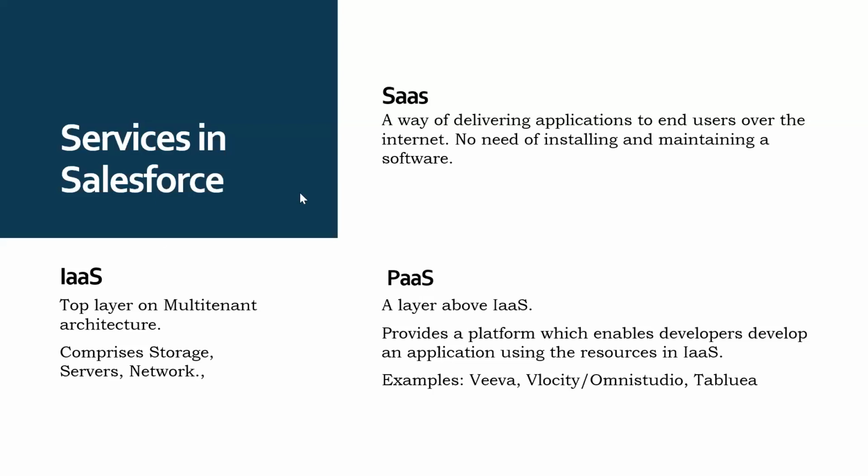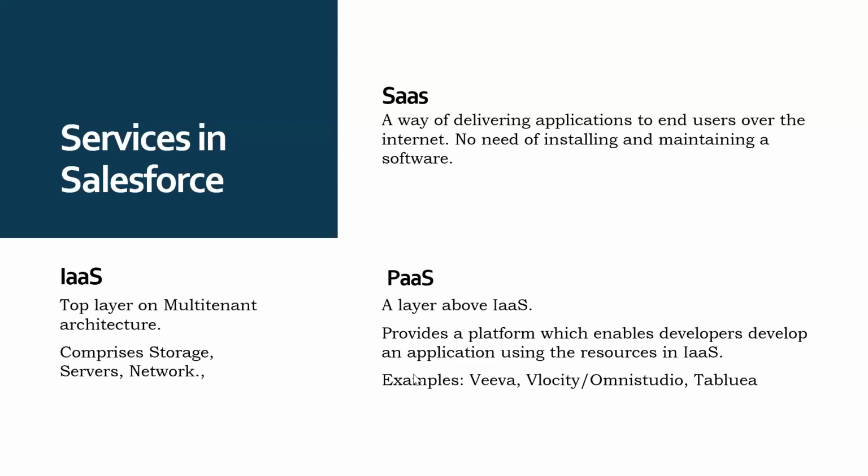So software as a service, which we typically use: we use Salesforce to build software for our user or client, and that can be used by multiple users. The Velocity Omni Studio layer comes as a platform as a service.